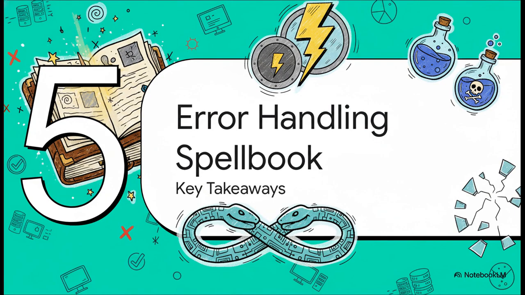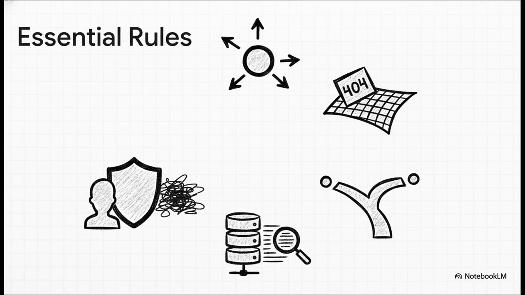Okay, that was awesome. So let's wrap this up and turn what we've learned into a simple checklist, your own little spellbook for powerful error handling. Rule 1, don't scatter try-catch blocks everywhere. Centralize your logic in one global error handler. Rule 2, use a separate regular middleware at the very end of your routes, just for 404s. Rule 3, remember the difference. 400-level errors are the client's fault. 500-level errors are your fault.